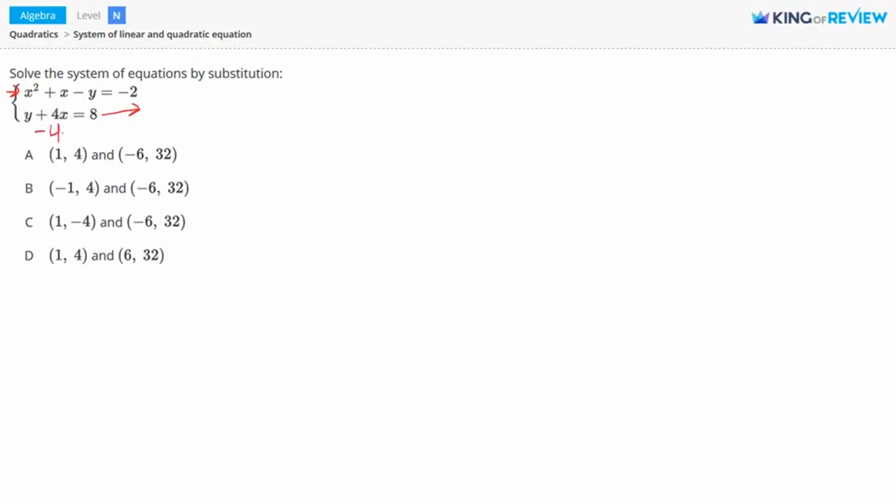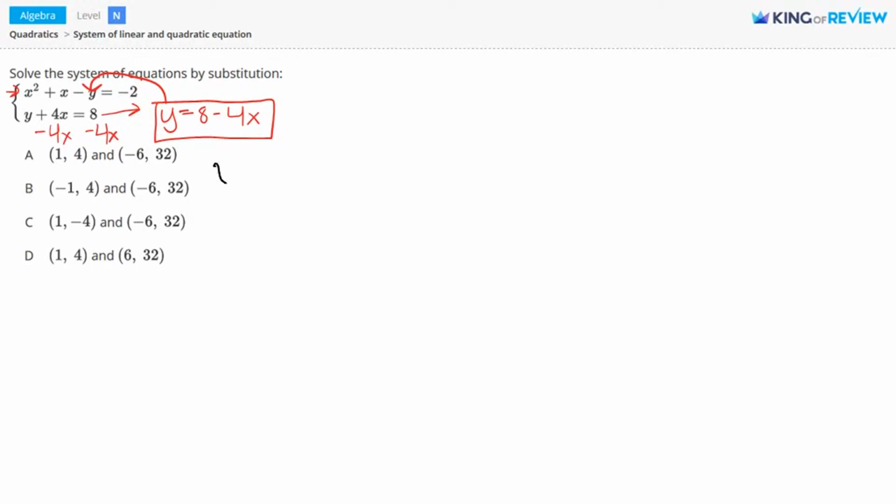I'll subtract a 4x on both sides, and I'm left with y equals 8 minus 4x. So now I've solved for y. Now I'm going to plug 8 minus 4x into this portion of the first equation. So let's do that.